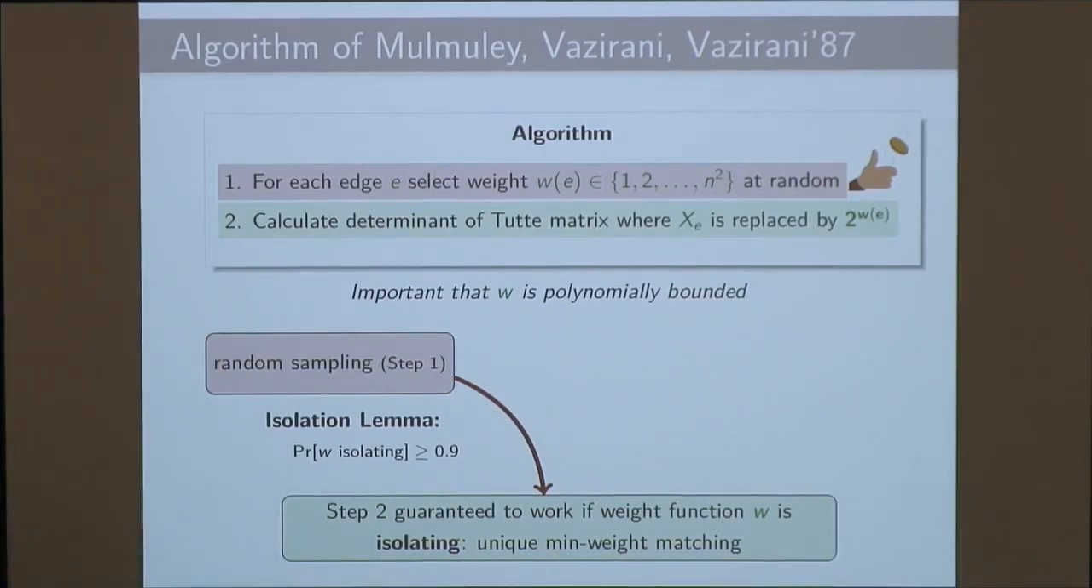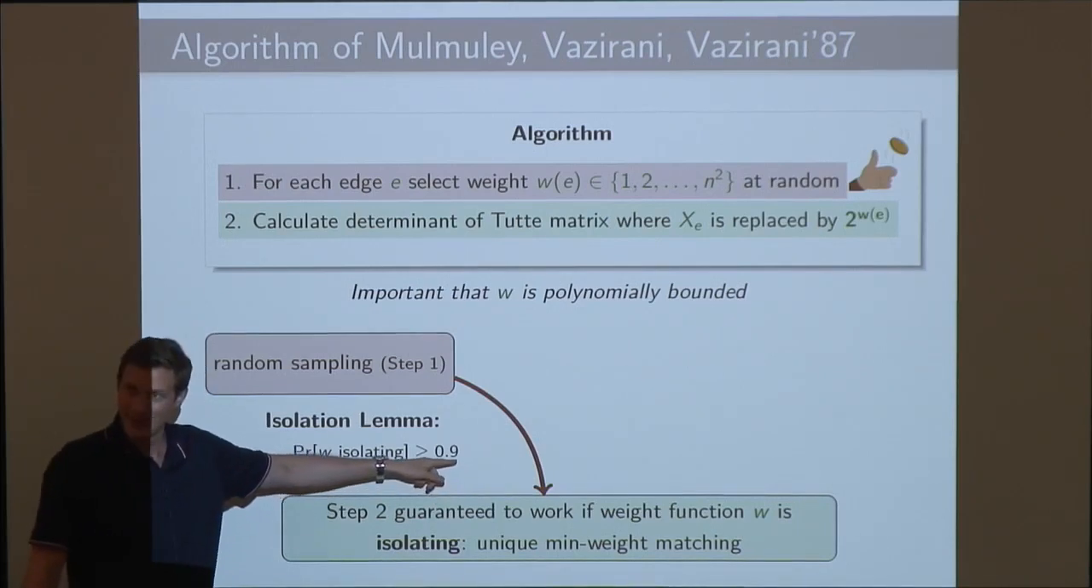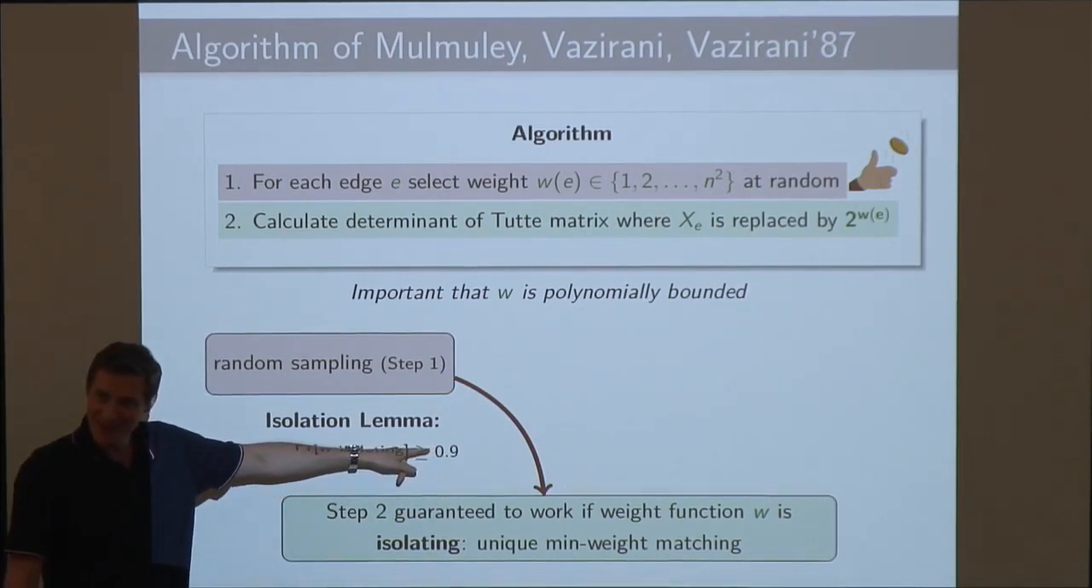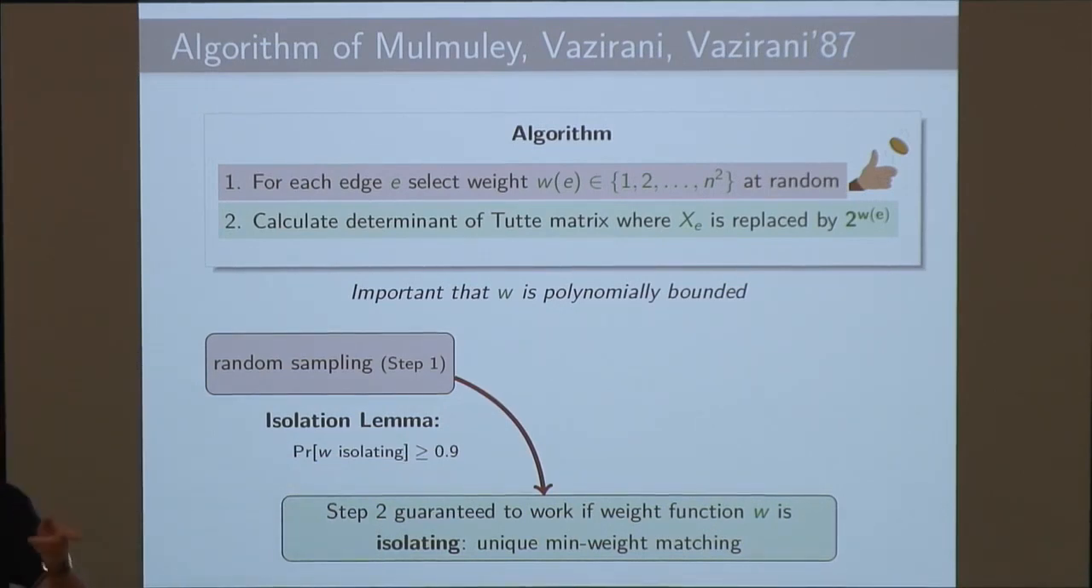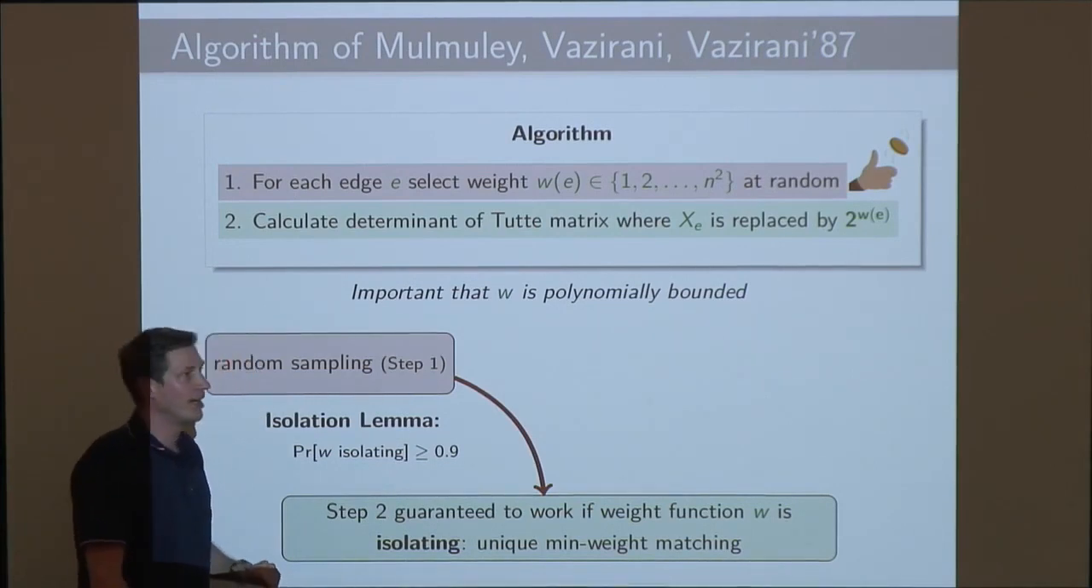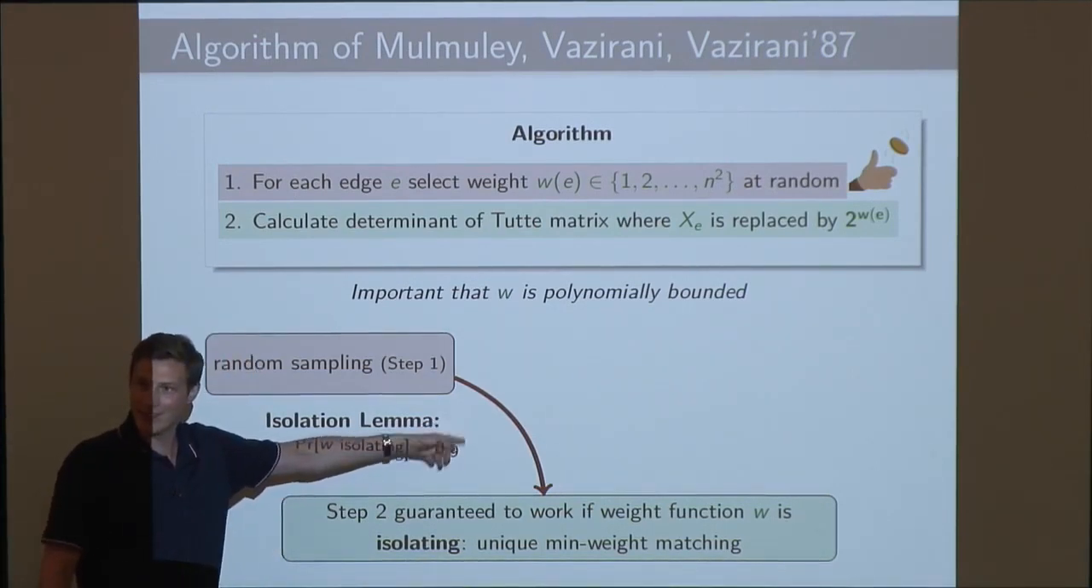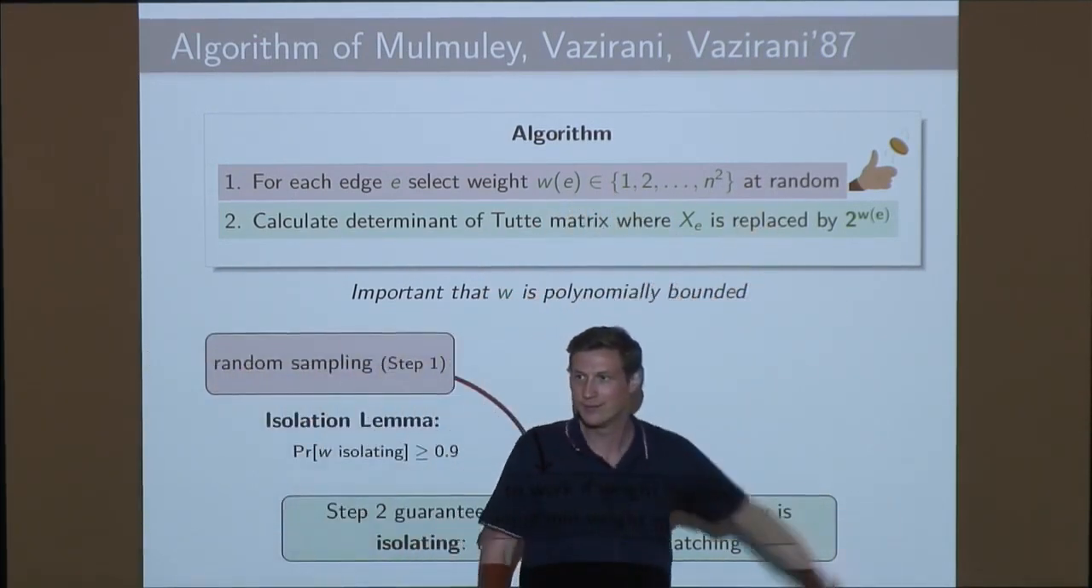Is it important that it's n squared? If I had n cubed, it would be easier? N cubed, it's even better. So here, I might be lying. With n squared, it might be 1/2. With n cubed, it will be 1 minus 1 over n. So basically, it will be 1 minus the number of edges over the number of weights.